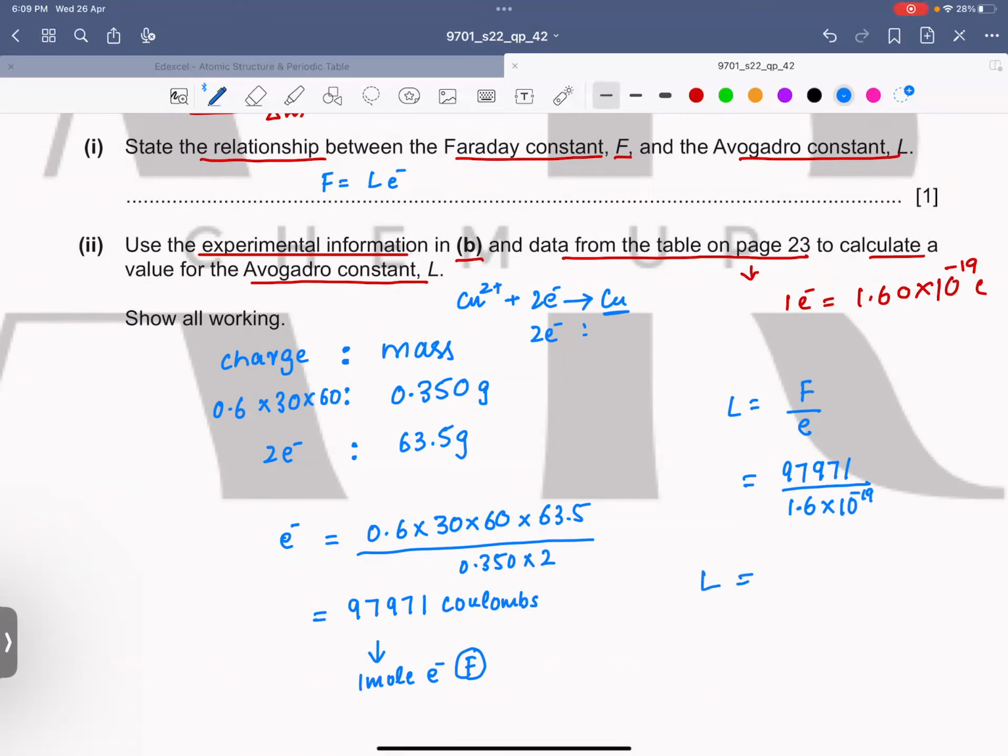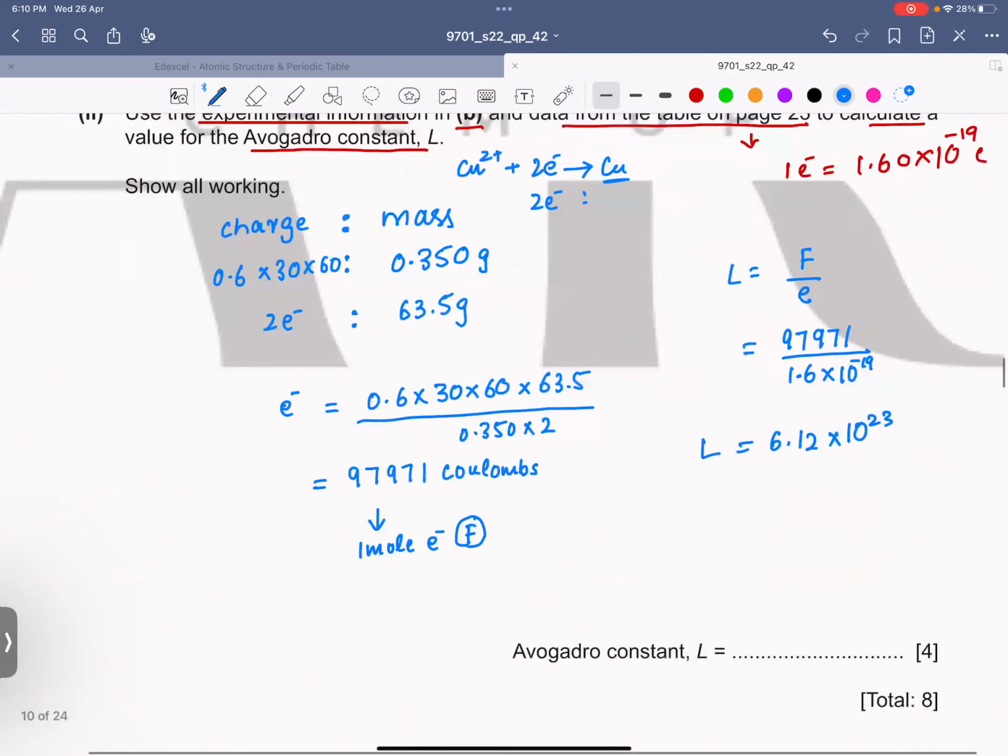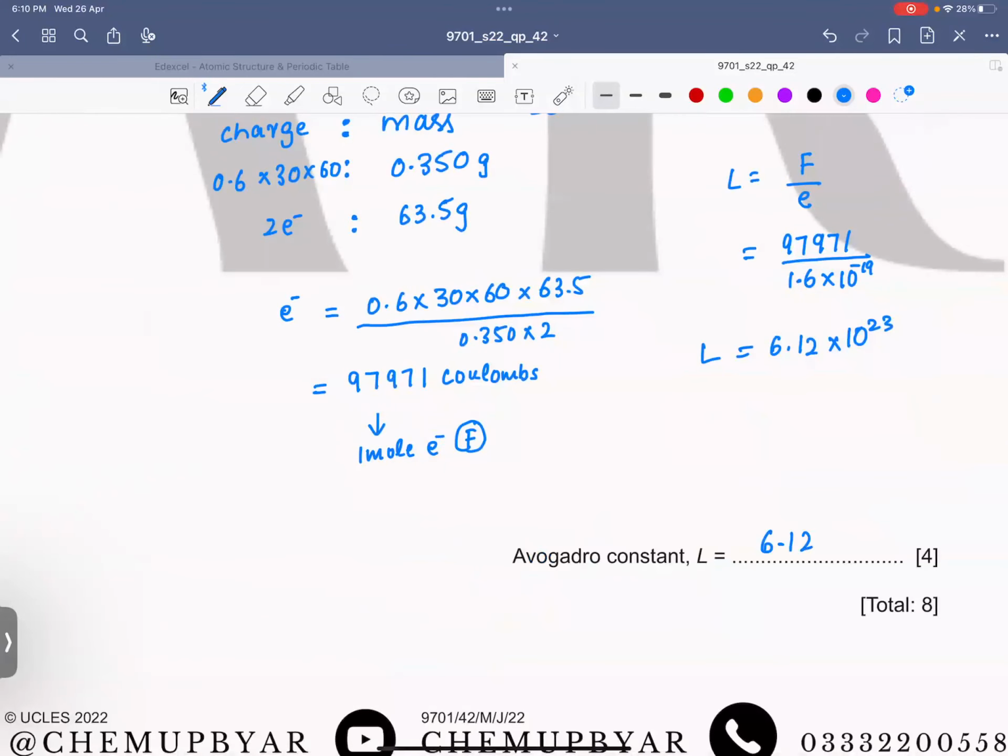And here you would get the Avogadro's constant. So can anybody tell me the answer? 6.123 exponent 23. 6.123. So for 3 significant figures, we can skip the 3. So 6.12 exponent 23. So that is the answer for this question. Is this clear to everyone?